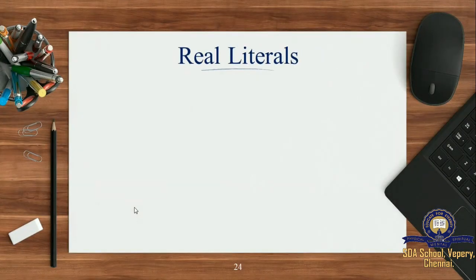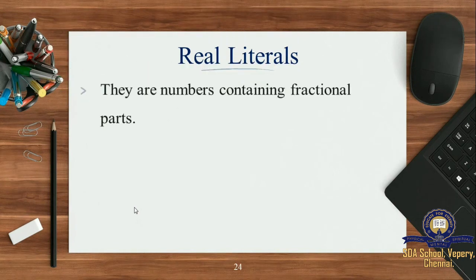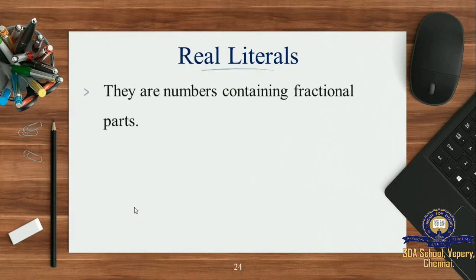Next is real literals. What does it mean? It is fractional numbers. They are numbers containing fractional parts. You know what fractional parts are, right? They have decimal points between two ranges. Example, 9.99 or 0.9 or 0.0001. In that case, we call it fractional parts. This is under real literals. You know now what real literals are, right?